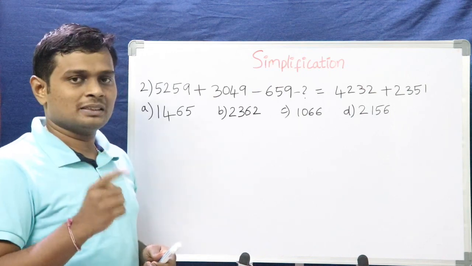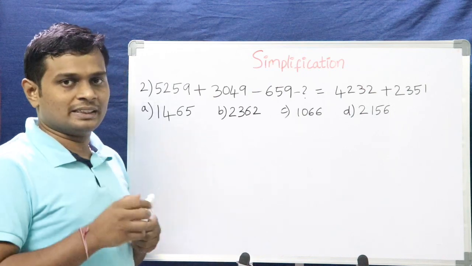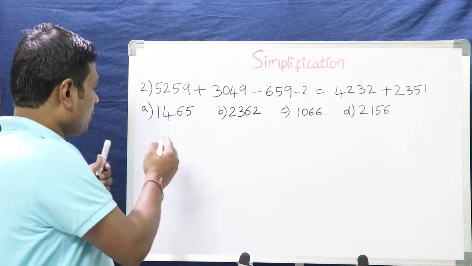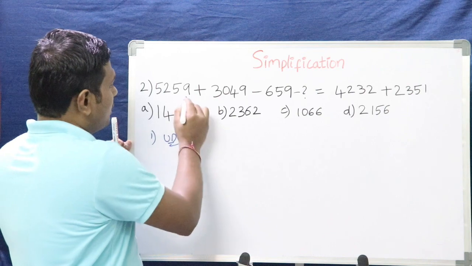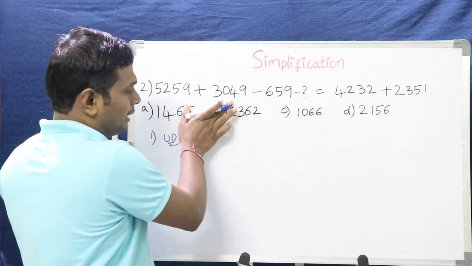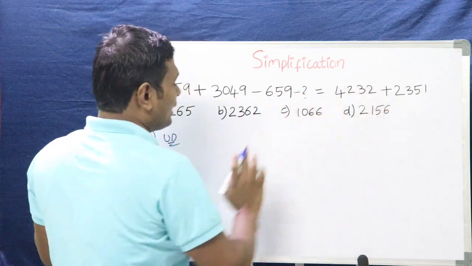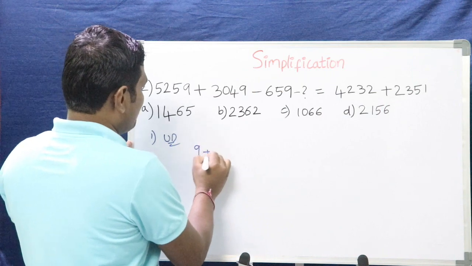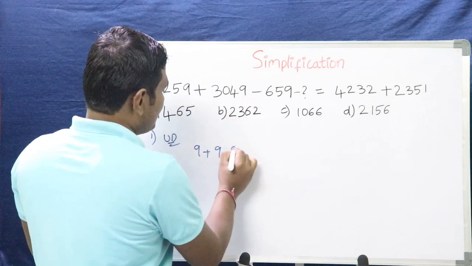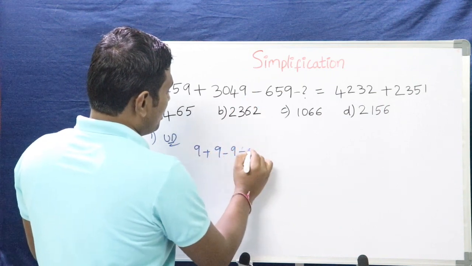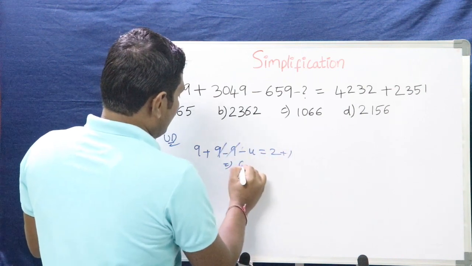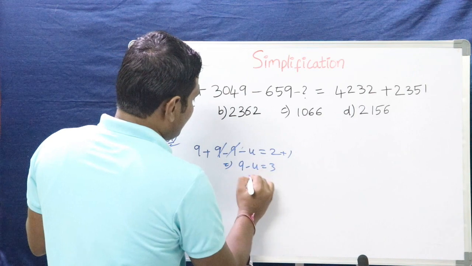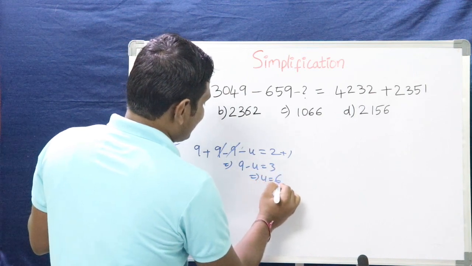The first step is we need to find out the unit digit of the unknown number. How can we find out the unit digit of the unknown number? The sum of the unit digits in the left hand side should be equal to the right hand side sum. 9 plus 9 minus 9, let's assume the unknown number as u, equal to 2 plus 1. 9 minus u equal to 3, that means u should be 6.